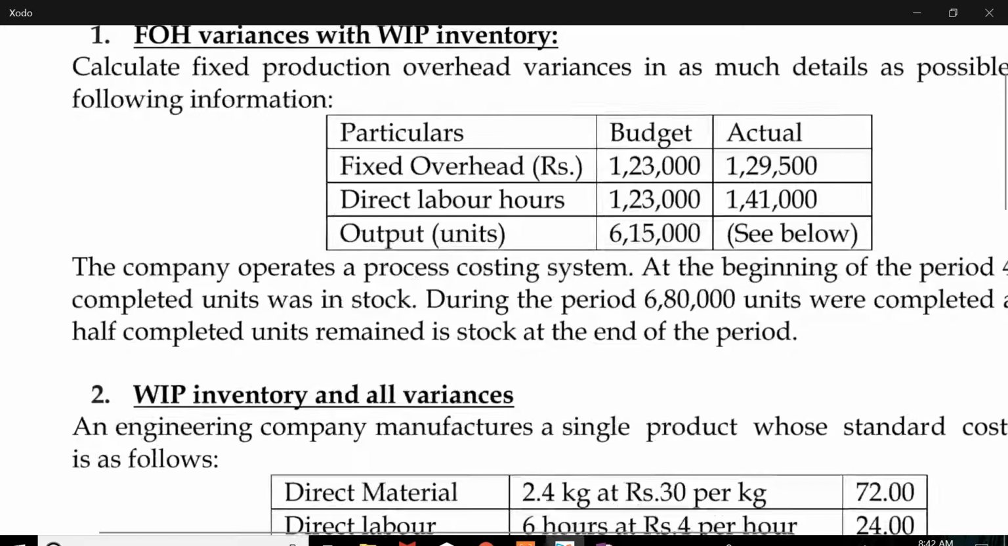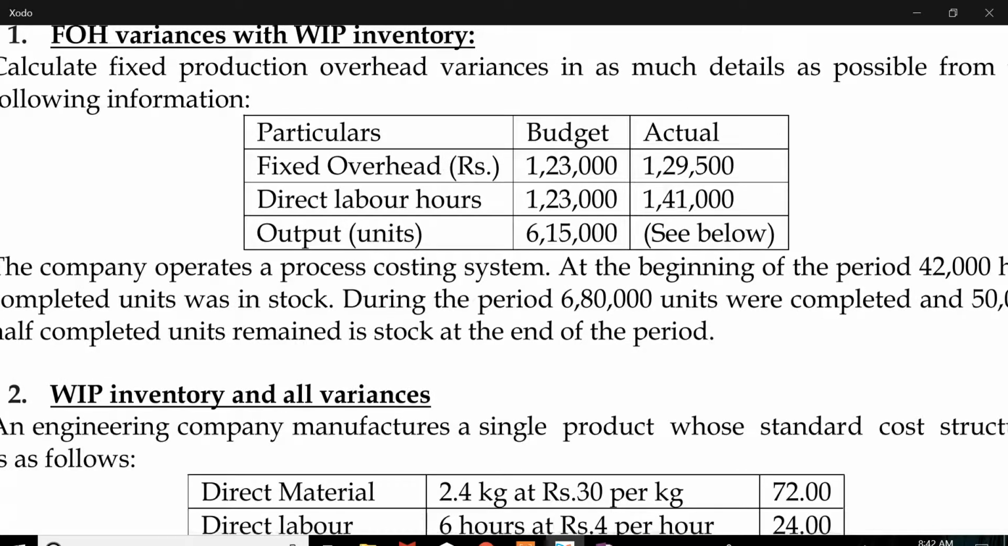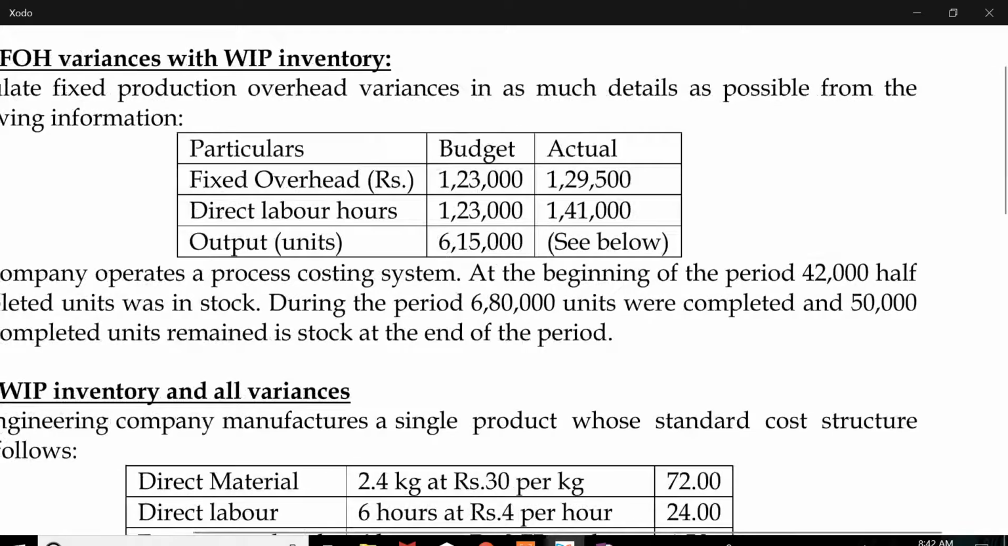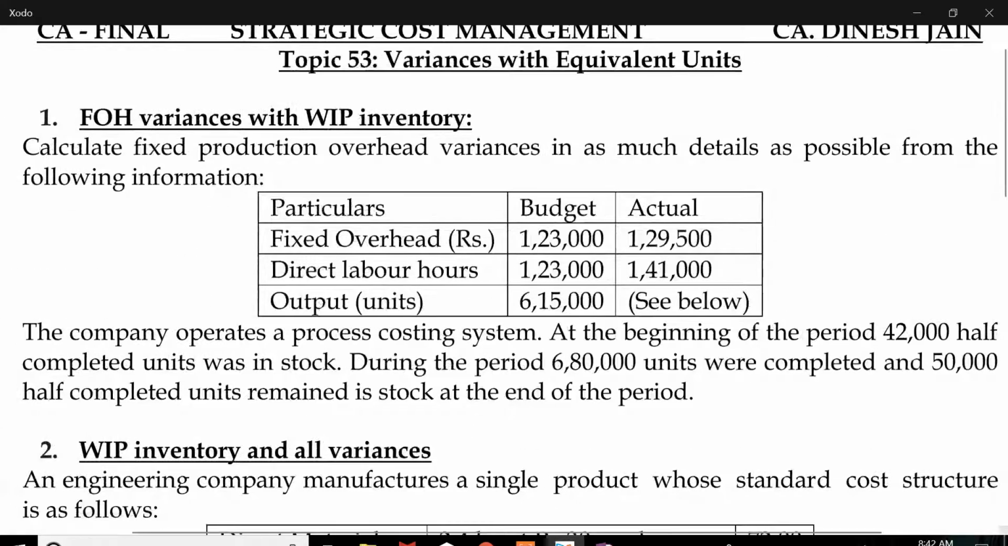I'll explain what this is now. When we solve a problem on variances, they say calculate fixed production overhead variance in as much detail as possible, from the following information: fixed overhead rupees, direct labor hours, output units. The company operates a process costing system. At the beginning, 42,000 half completed units. During the period, 680 were completed. 50,000 half completed units remain in stock at the end of the period.